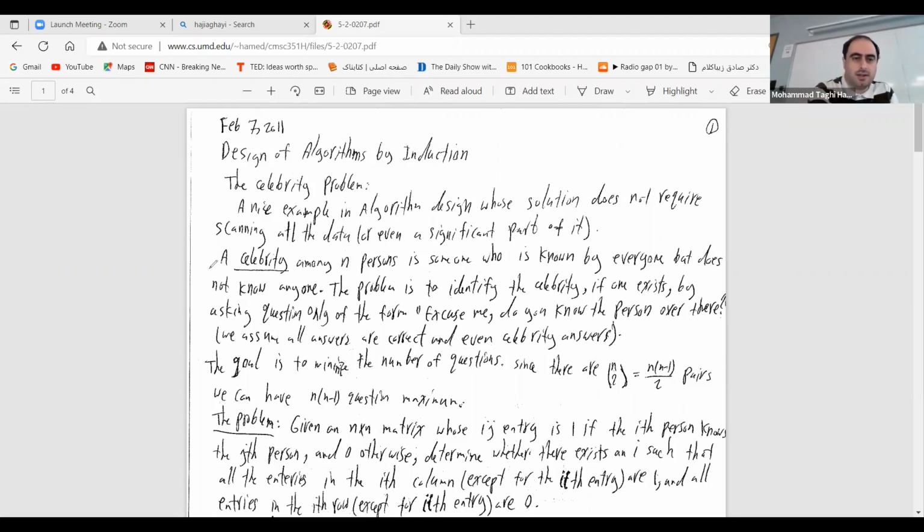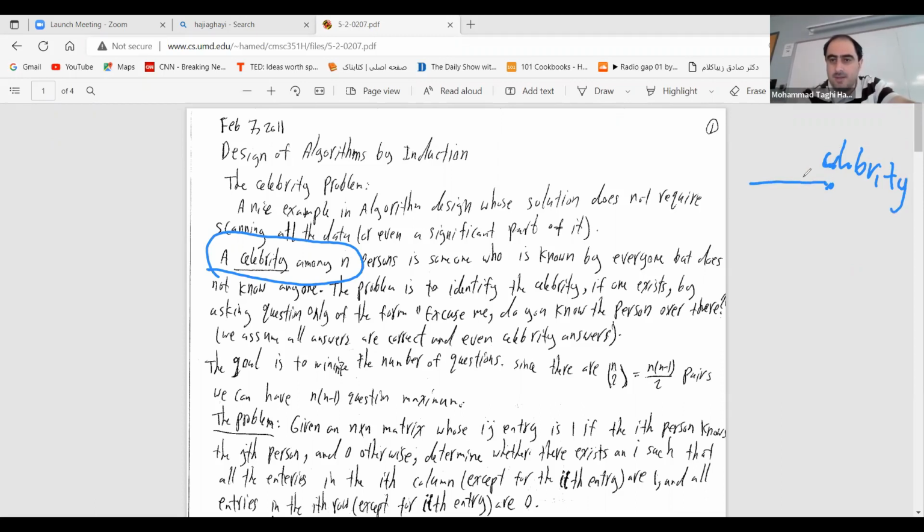So this one is the celebrity problem. This is actually a nice problem. A celebrity among n persons is the person that is known by everyone. So this is a celebrity, a celebrity person.